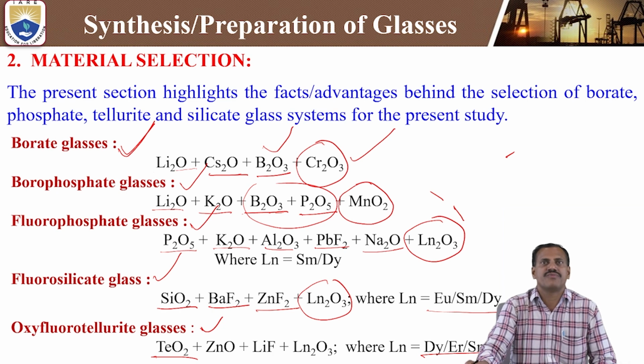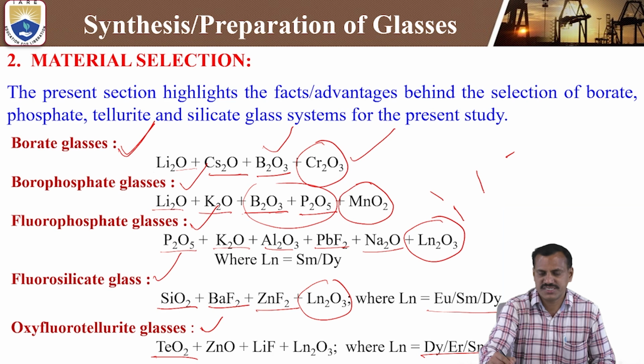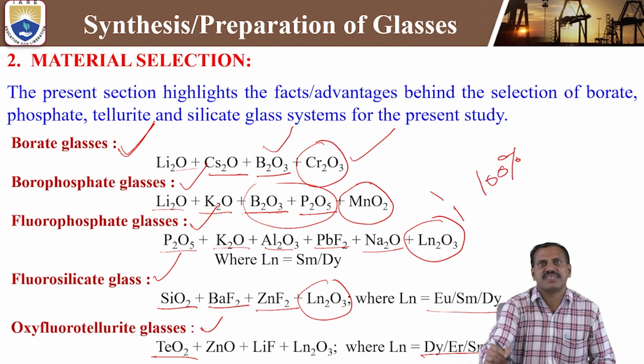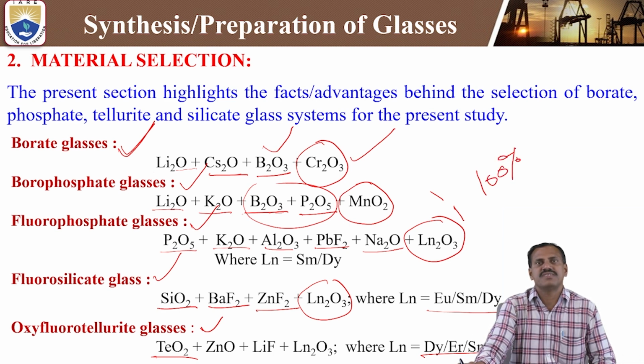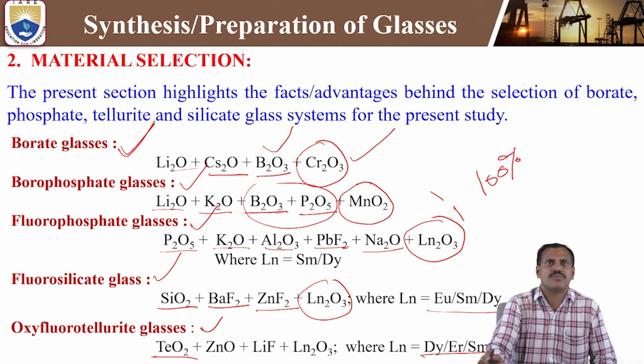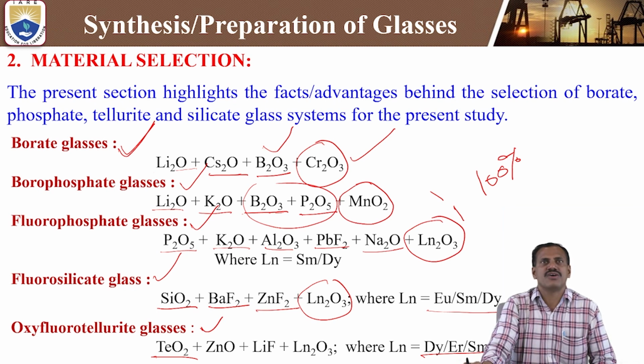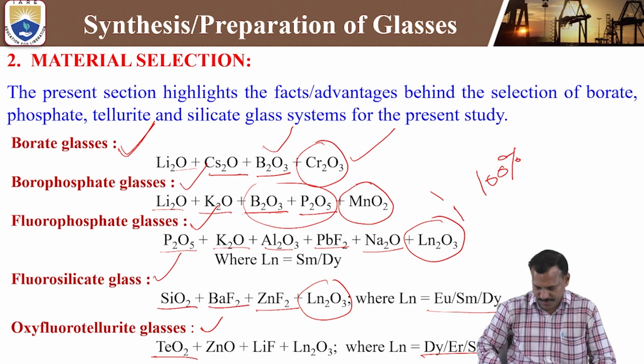That should be uniform. We have to take 100 mole percentage. Total percentage should be 100 mole percentage. That is optimized concentration. In the case of borate glasses, borophosphate glasses, fluorophosphate glasses, fluorosilicate glasses, or oxyfluorotellurate glasses, these are the different kinds of material selection while preparing the glasses doped with rare earth ions.